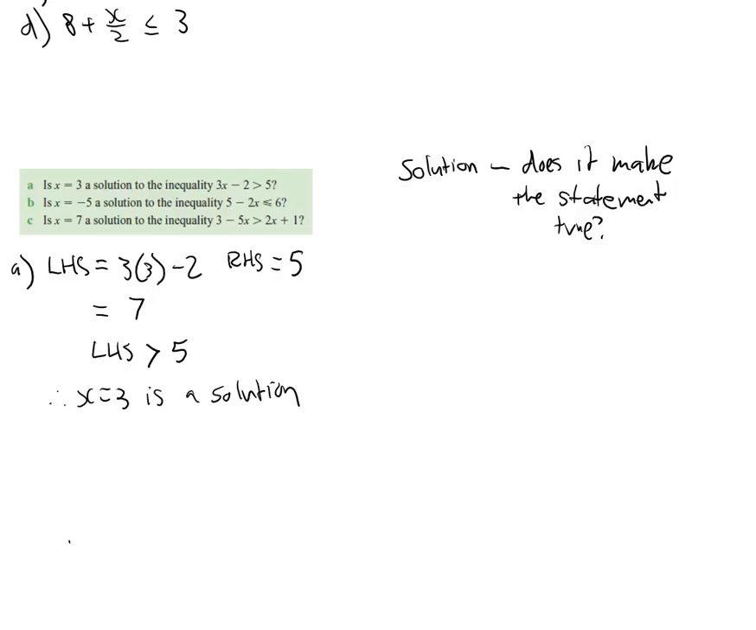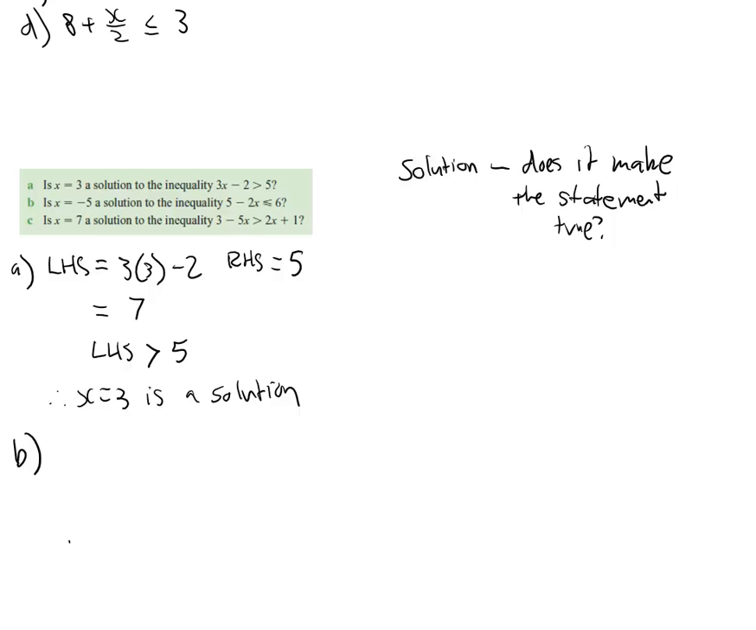So we found what the left side is, we found what the right side is, and we found that the left-hand side is indeed greater than the right side. So this value of x equals 3 is a solution. It makes the statement true. Okay, part B. x equals minus 5.